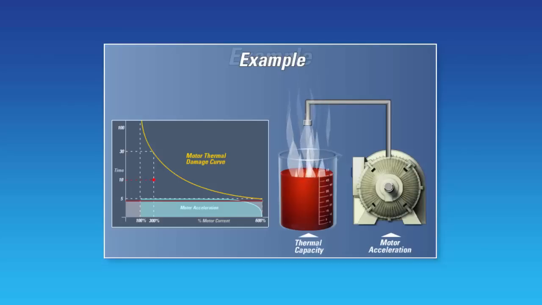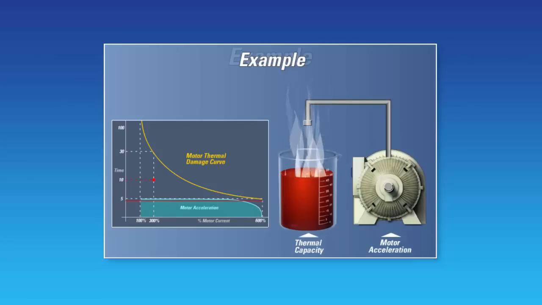From the graph, we can see that if the motor drew 600% for 5 seconds, 100% of the motor's thermal capacity would have been used. The motor draws 600% for 4 seconds, so 4/5, or 80% of the motor's thermal capacity was used during this portion of the motor's acceleration. This can be imagined as 80% of the vessel being filled with thermal energy.